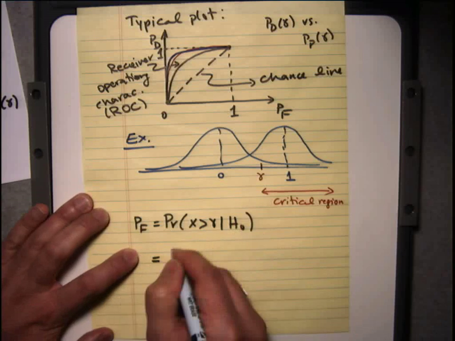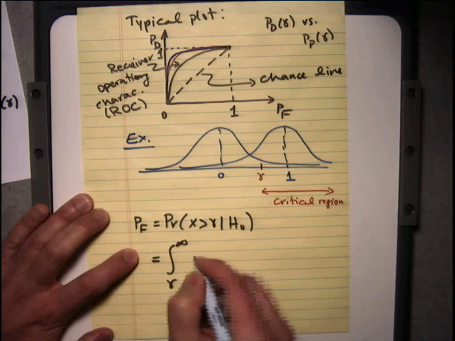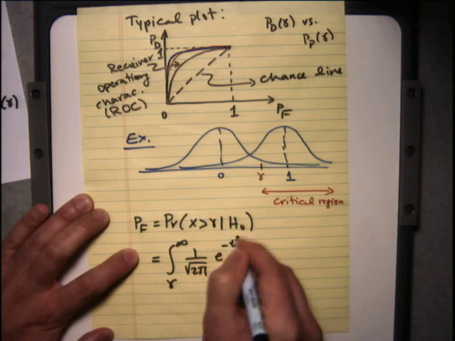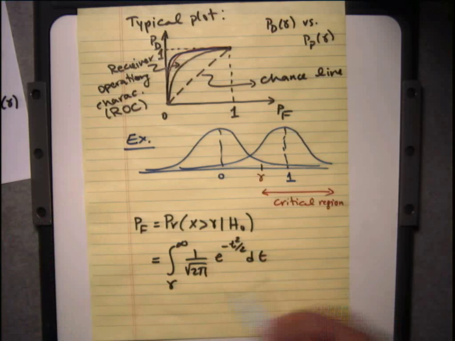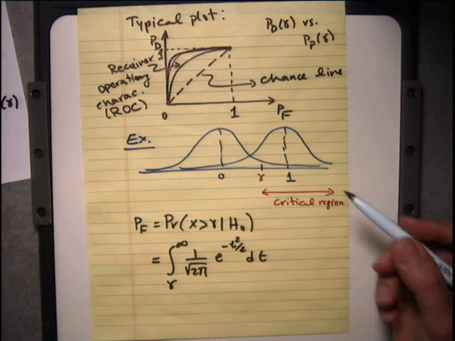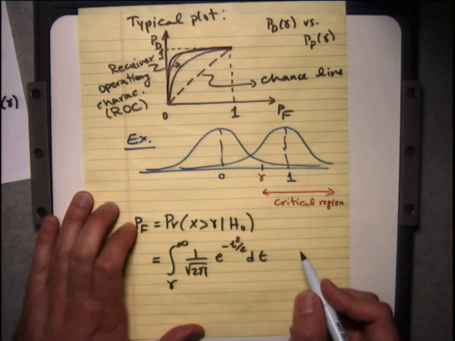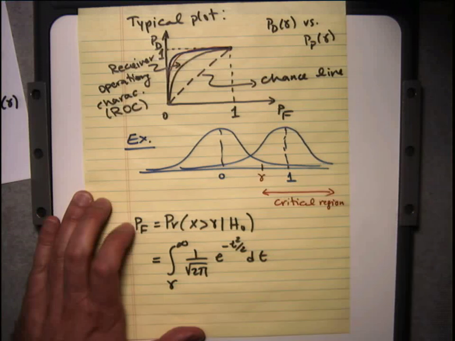This is the integral from gamma to infinity of 1 over the square root of 2 pi, e to the minus t squared over 2 dt. This is just the integral of a standard Gaussian random variable with mean 0, computed from gamma to infinity. And it's, of course, just this region here that we drew. Right?